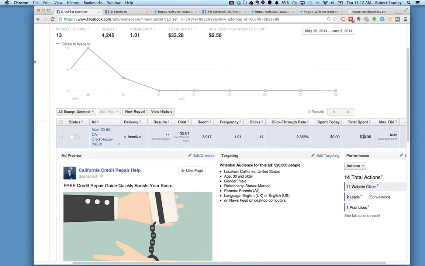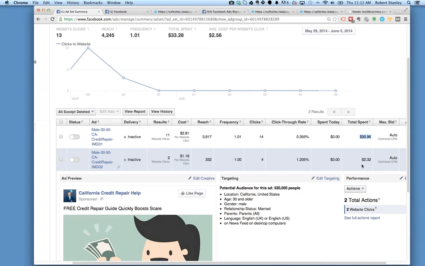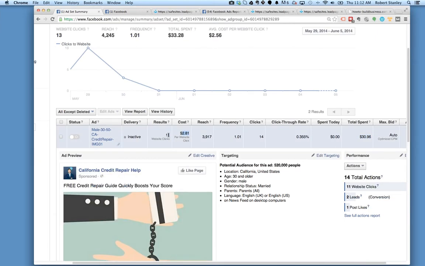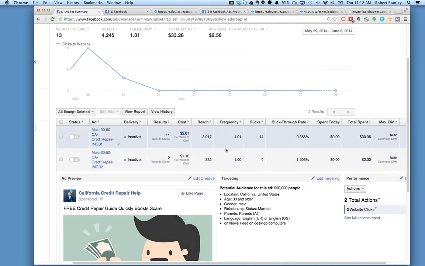But my point is this: I spent $30, but it was a cost of nearly $3 a click, right? I got 11 clicks and 2 opt-ins. That's a really good conversion rate, 20%. But my cost is way too high. That's why I spent $15 a lead.